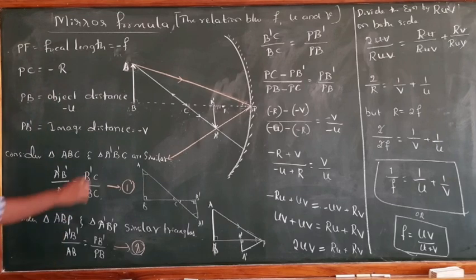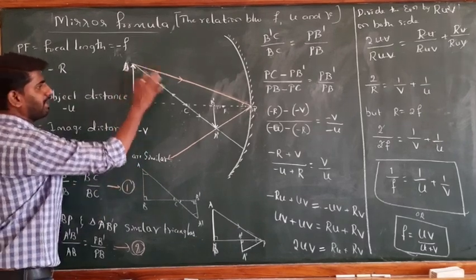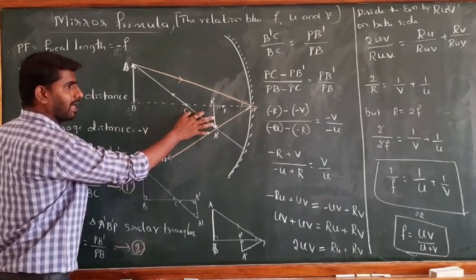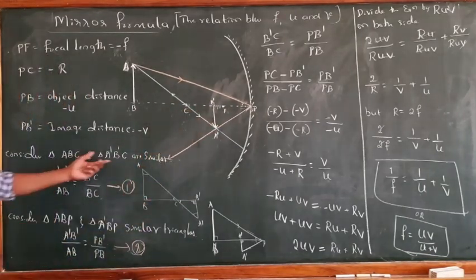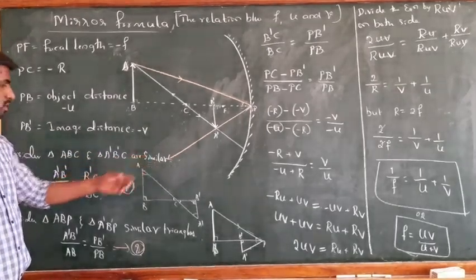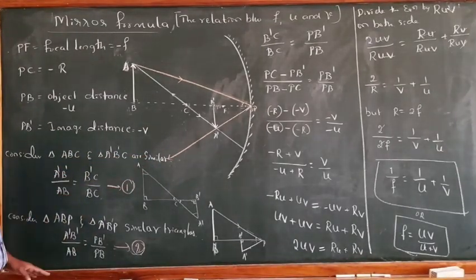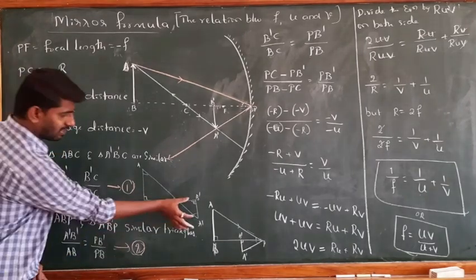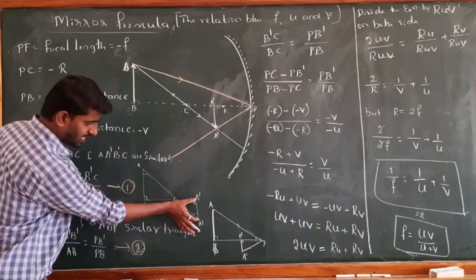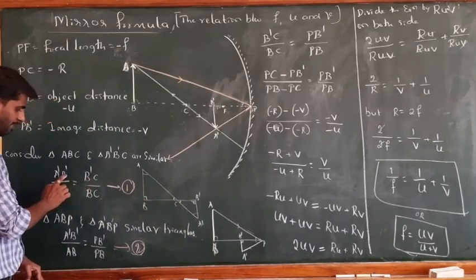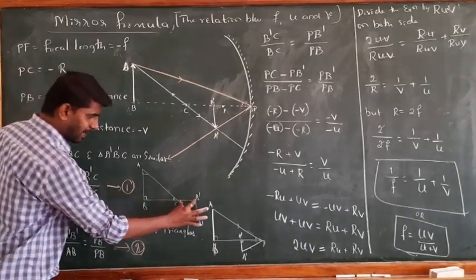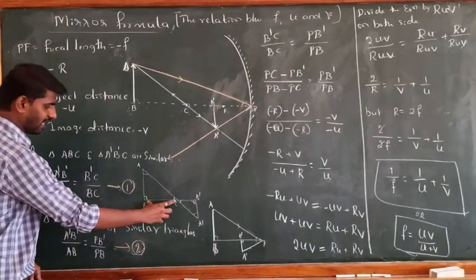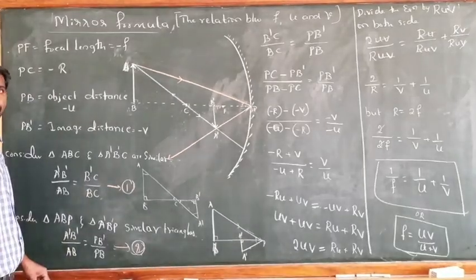What we did first? First we have taken the triangles ABC and A dash B dash C, these two triangles, and as per our previous knowledge you can say these are similar triangles. So the ratios of the corresponding sides of similar triangles are equal. So that's why we have taken the opposite side AB dash divided by AB, then the adjacent side B dash C of one triangle divided by the adjacent side BC of the other triangle.